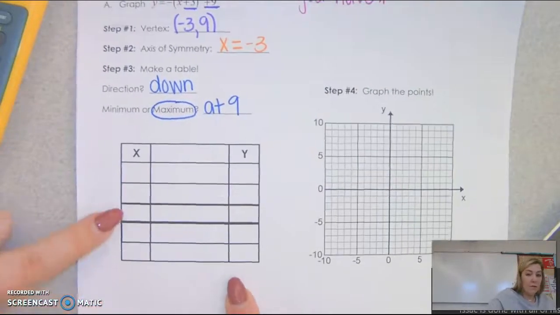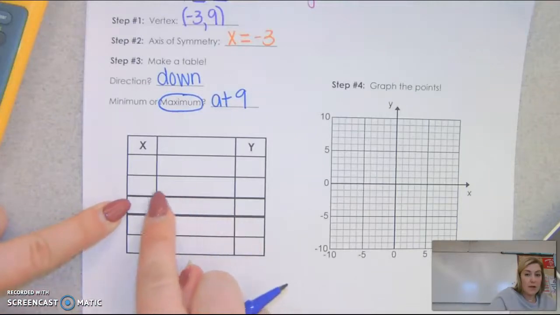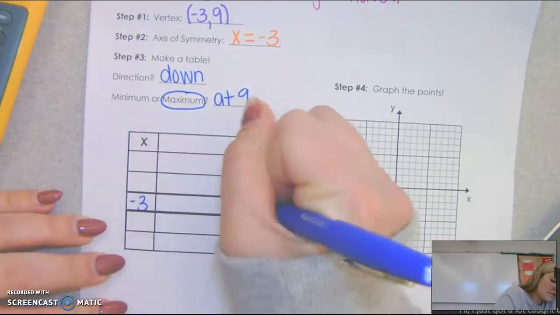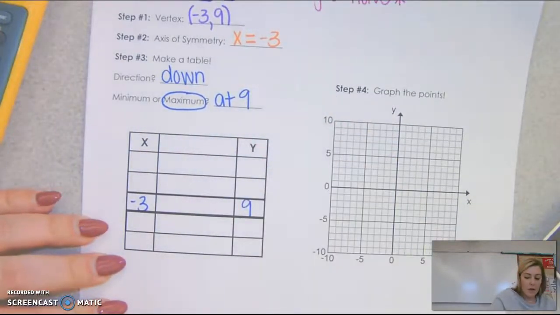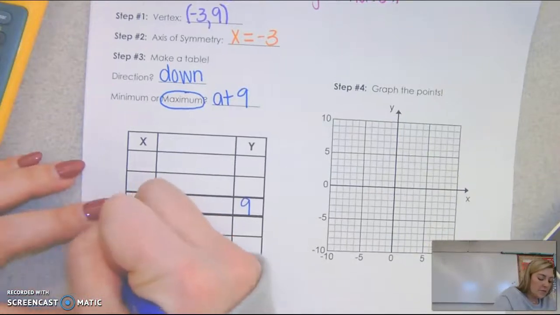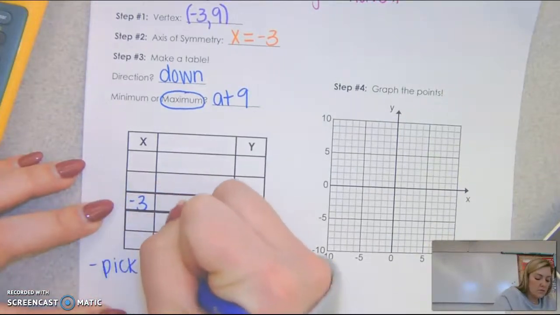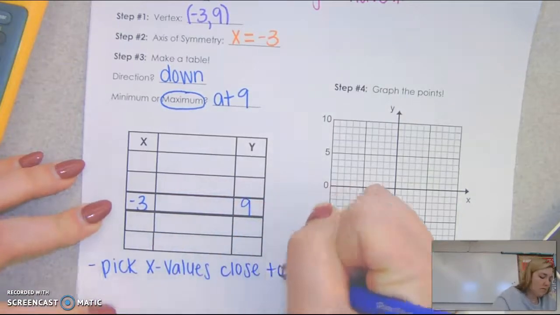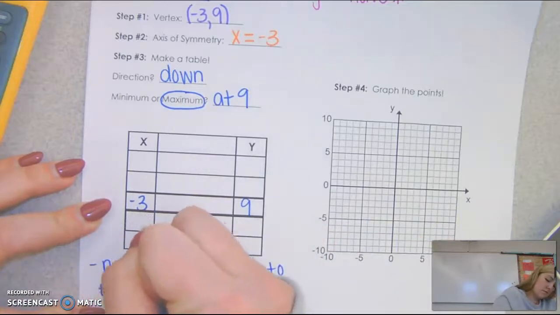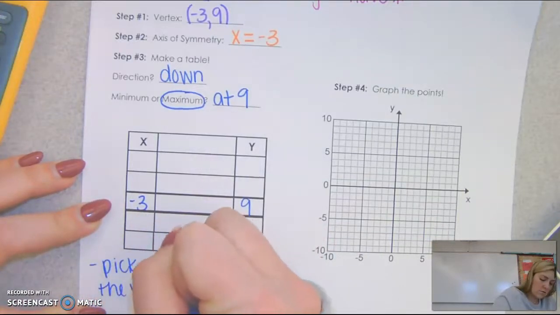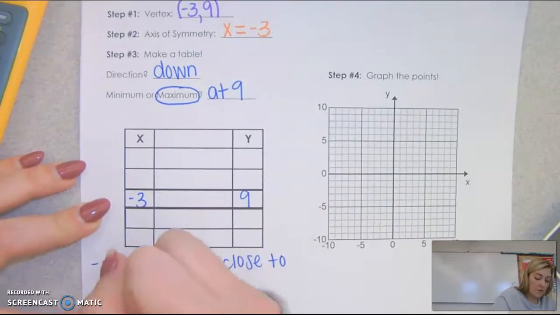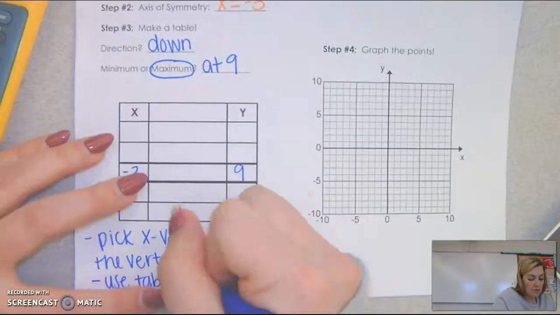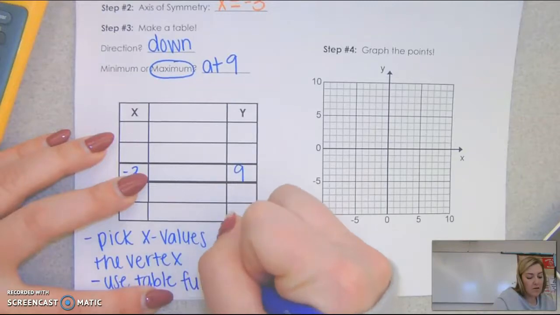So what we want to do is start by putting the vertex in this box that's kind of bolded. We always put it in the middle. So my vertex is -3, 9. Now I want to pick x values that are close to the vertex. Then, after we do that, we're just going to use the table function in the calculator. And I'll show you how to do that too.